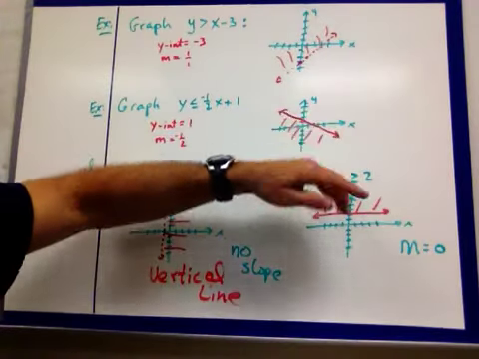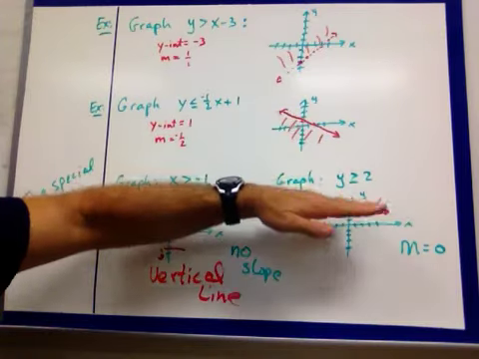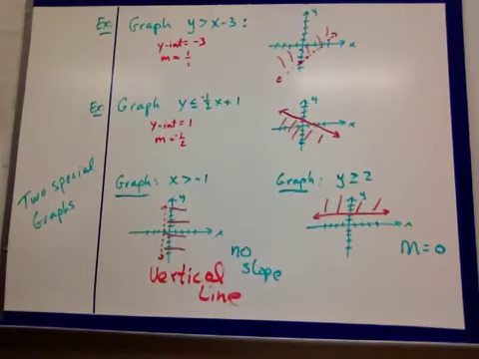I've got an equal to it, that's why I drew a solid line. Y is greater than, it's being eaten up. Where the bigger y is at? Up here, so I shade up.